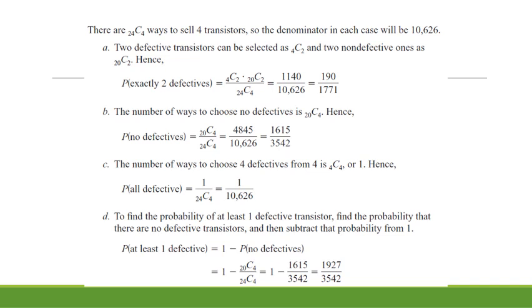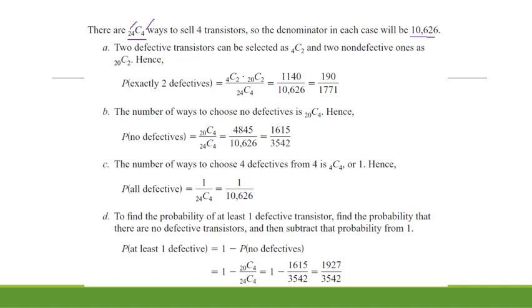Okay, so how do we get that? There is a total number of combinations, the number of ways to sell that, which is 24 combination 4, because we have 24 transistors and we sell 4 of them. So our denominator is always this one, because that is the total number of ways to sell those transistors.